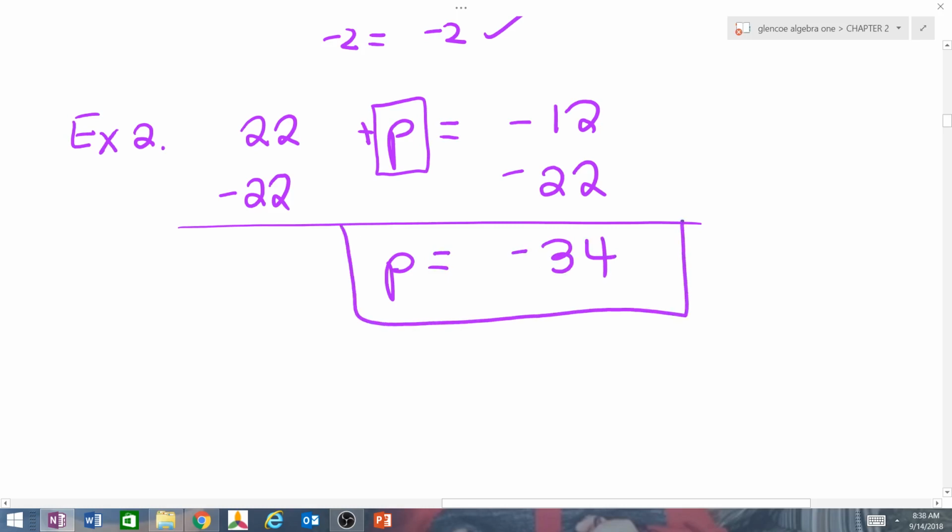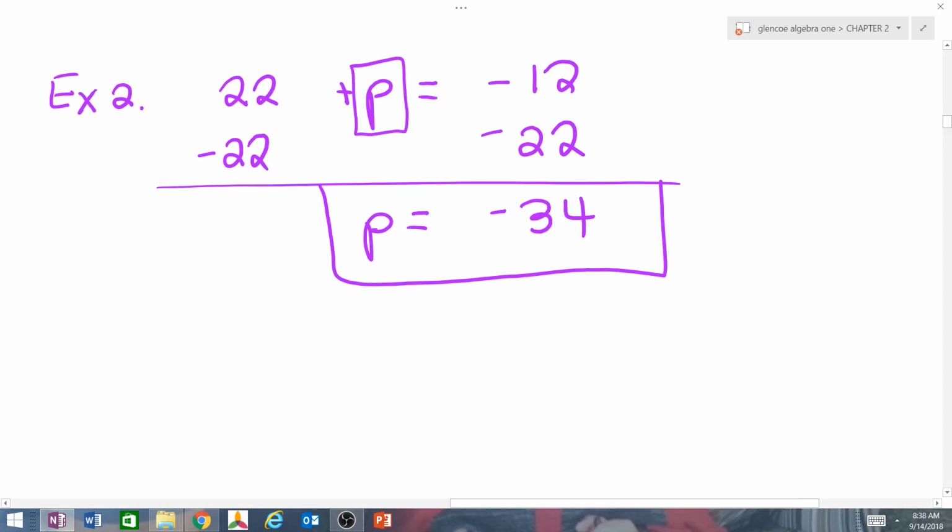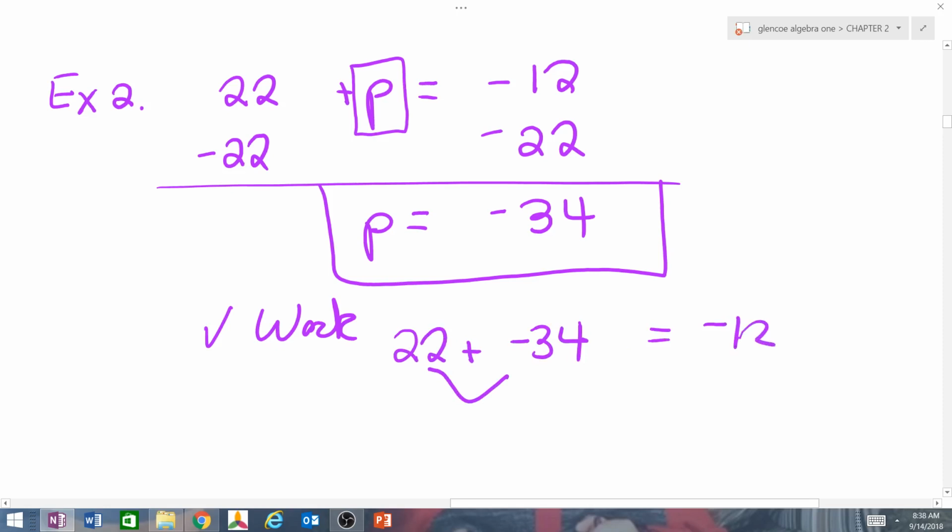So please, when you do your homework this evening, again on notebook paper, please make sure you show your work. Yes, you can use a calculator, but I want to see the steps. I want to make sure you know which way it's moving. Now, to check your work, you are allowed to check it mentally, but I'm going to go ahead and show you what we would do. 22 plus negative 34 is supposed to equal negative 12, and it does, and that tells me I solved it correctly. Are you with me?